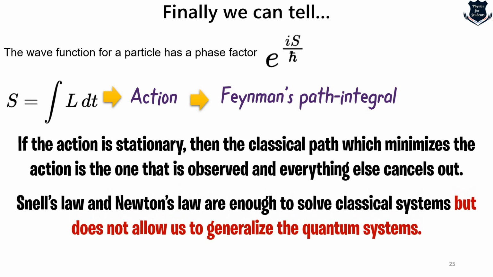And Snell's law and Newton's law are not good enough. Why? Because they do not allow us to generalize to quantum systems. So that is why we use the Lagrangian and the Hamiltonian, because they give us a very nice foundation based on the classical path trajectory, taking the Lagrangian, integrating over all paths and taking all those factors, we can formulate and find out the quantum field theory.